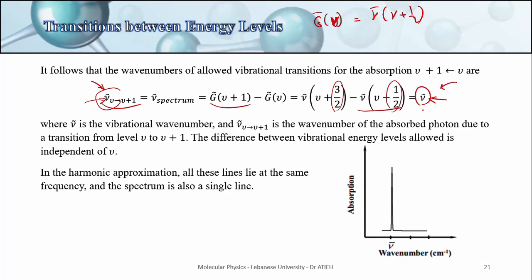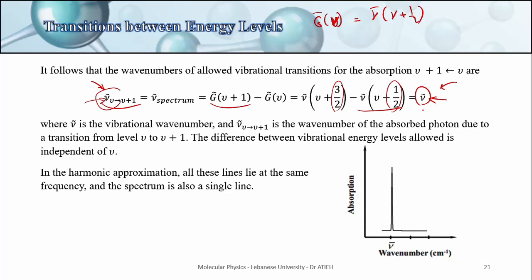So according to these, if I'm going to draw the absorption spectrum, there will be only one line that is situated at the nu bar. Nu bar is equal to the vibrational wave number of the bond, which is not in accordance with the experimental values. Remember that in the experiment we have found a line of high intensity in addition to smaller ones.